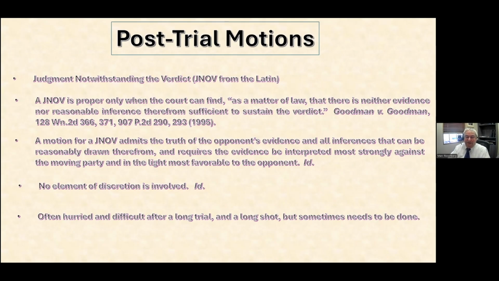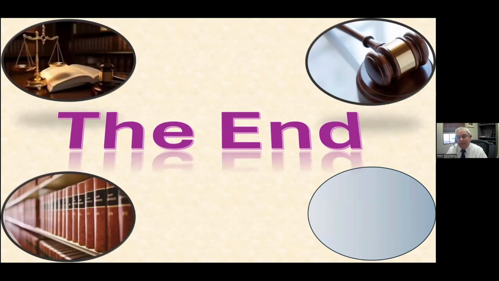These are often hurried and difficult after a long trial, and they're a long shot, but sometimes they need to be done. In any case, there's a lot more to learn. You certainly can't learn everything in 10 or 15 minutes, but these dispositive motions can be very useful. I've enjoyed making them throughout my career. They can sometimes end a lawsuit in the first month or two, sometimes several months out. And often, if there's grounds for it and done right, they can end the case long before trial and without all the expense of discovery in the case.